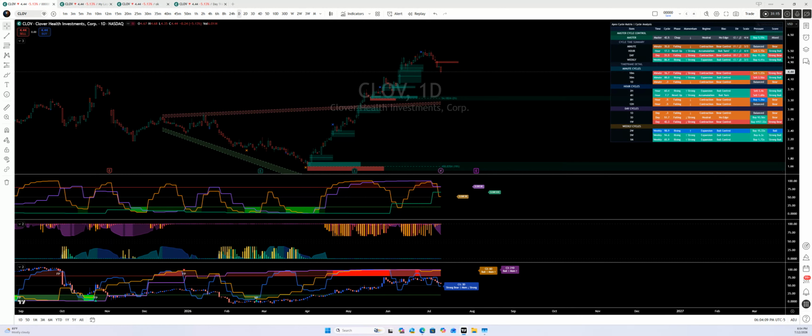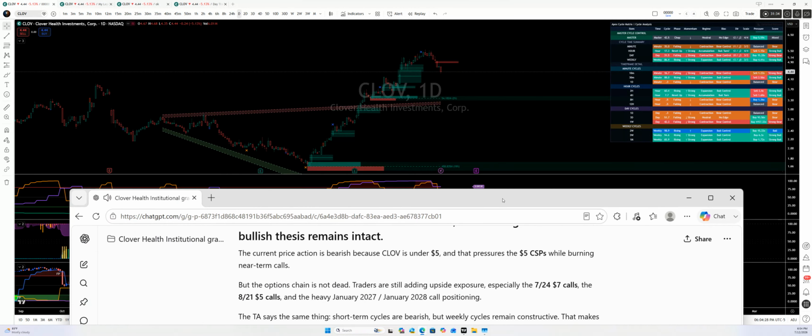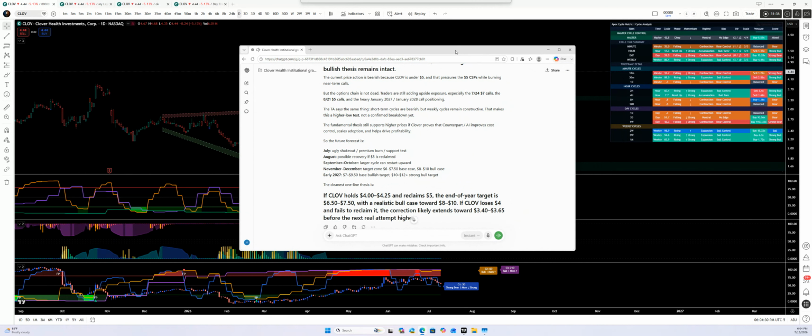It is in a correction, but it is also not automatically broken. The most important thing from your TA is that the short-term cycles are rolling over, while the larger weekly structure is still constructive. That matters a lot. When short-term and long-term cycles disagree, the usual read is short-term pain, larger trend still alive. Your Apex cycle matrix screenshot basically confirms this.